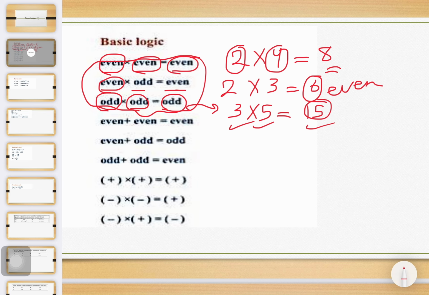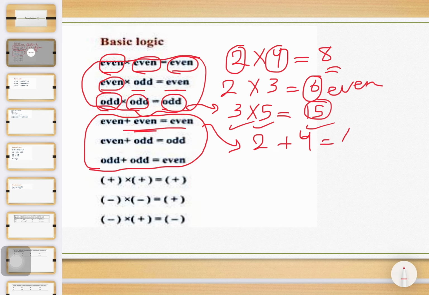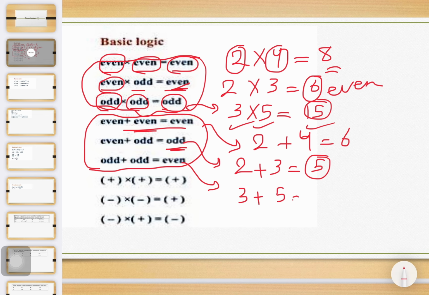Okay, the next ones are for adding. So if we add an even number and an even number, it gives me even. So 2 plus 4 is 6. The same idea, even and odd, but here it gives me odd, not even. In multiplication it gives me even. In addition it gives me odd, which means 2 plus 3 gives me an odd number, which is 5. And the last one is odd and odd gives me even. So 3 plus 5 is 8. So odd and odd gives me even numbers.